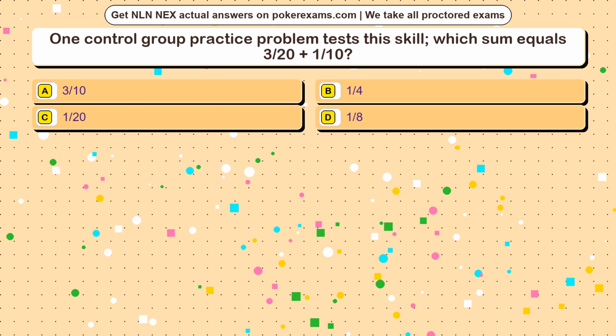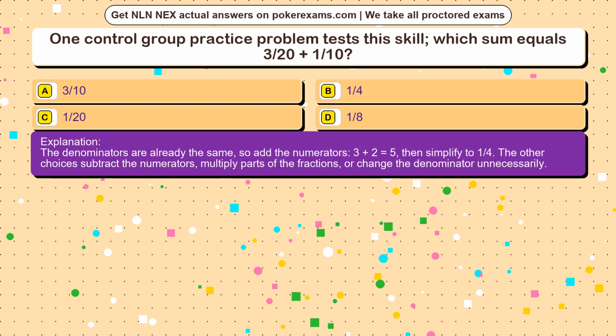The correct answer is option. The denominators are already the same, so add the numerators, 3 plus 2 equals 5, then simplify to 1/4. The other choices subtract the numerators, multiply parts of the fractions, or change the denominator unnecessarily.